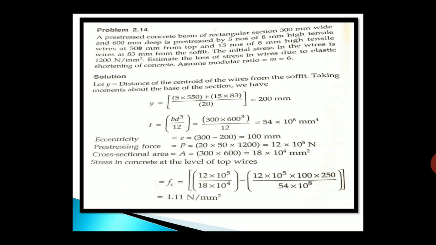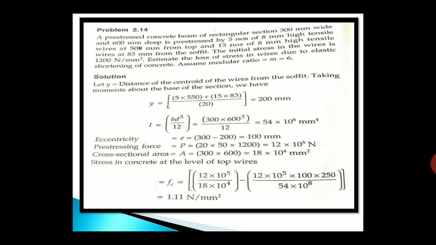Next, the prestressing force is P, which is equal to the number of wires, that is 15 plus 5 is 20, into 50, that is nothing but the area of an 8 mm diameter wire, pi by 4 into 8 square, we get 49 point something, which is rounded off to 50. So 20 into 50 into 1200, which is the initial stress induced in the wires. Therefore from the given initial stress, multiplying it by the total area of the steel, we get the prestressing force as 12 into 10 raised to 5 Newton.